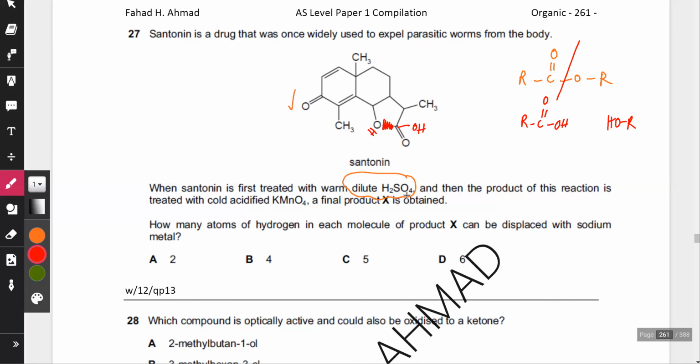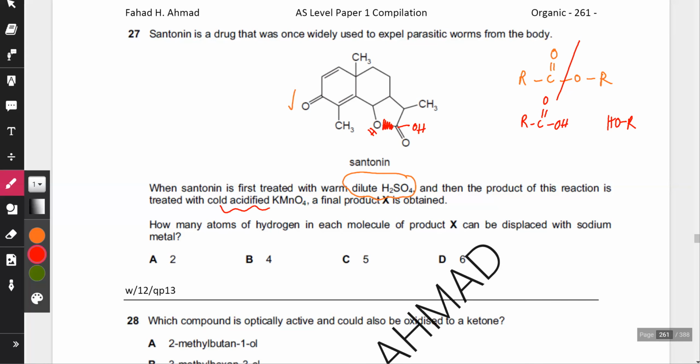There's nothing else. The ketone has no effect. We have studied no reaction where ketones have anything to do with H2SO4. And then he's saying that the product of the reaction is treated with cold acidified KMnO4.